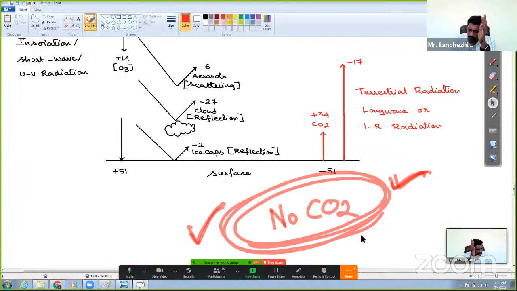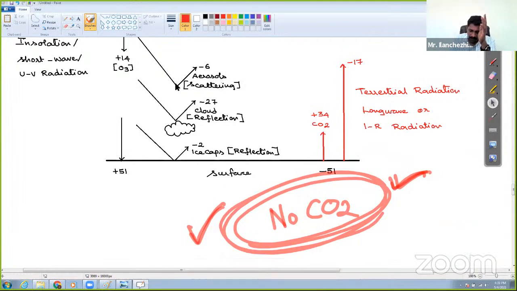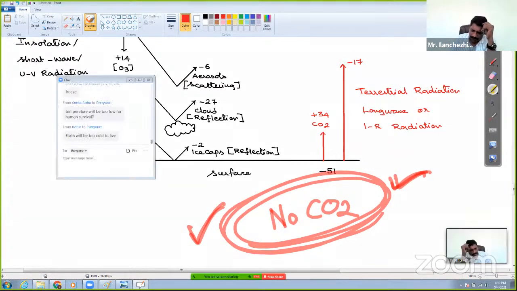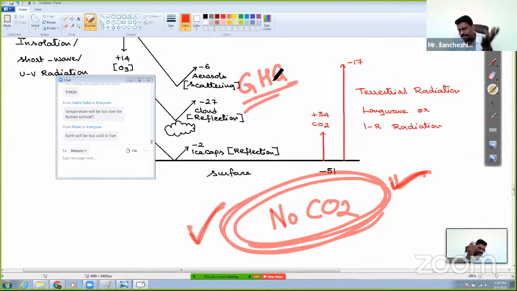If carbon dioxide would not have been there, no plants, accepted. If I'm just talking about temperature, my friend, if carbon dioxide would not have been there, the temperature of Earth would have been extremely cold. When I talk about greenhouse gas, the temperature would be too cold to live. Greenhouse gases are very essential gases.